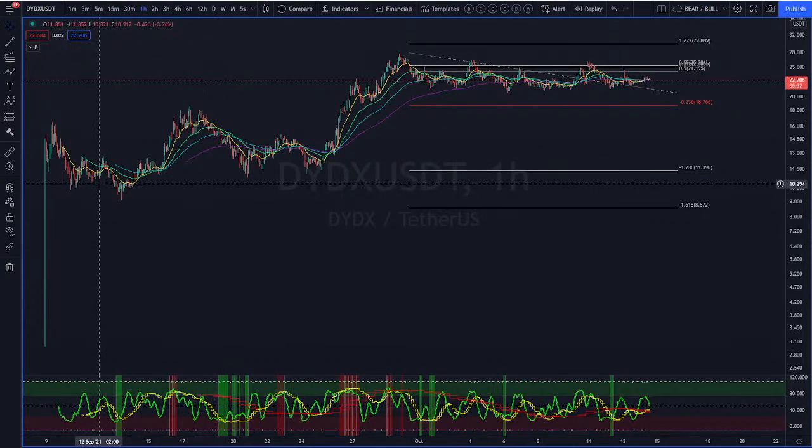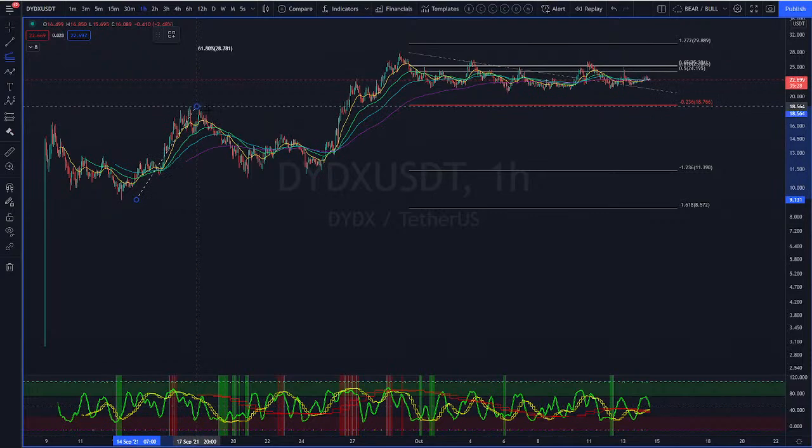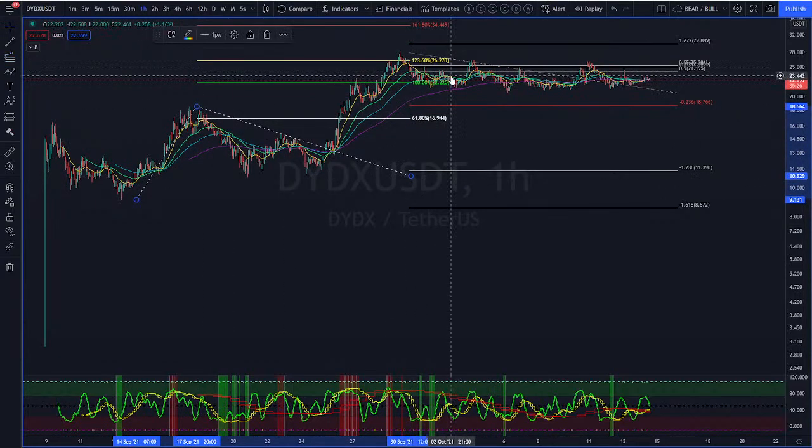This does look like from here a 1, 2, 1, 2, 3, 4, 3, but let's just measure it to see if it makes logical sense. So we've got the 1, we've got the 2. We haven't really made a wave 3 yet, right? And we've just been kind of moving sideways here.